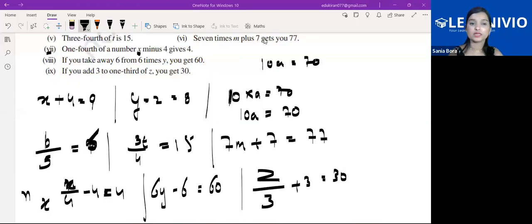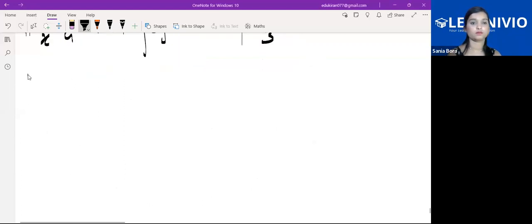Now you have to frame the sentence. Clear? Now the question which I'll give you, the equation I will give you, you have to frame the sentence. Okay? Okay, ma'am. Here you go.